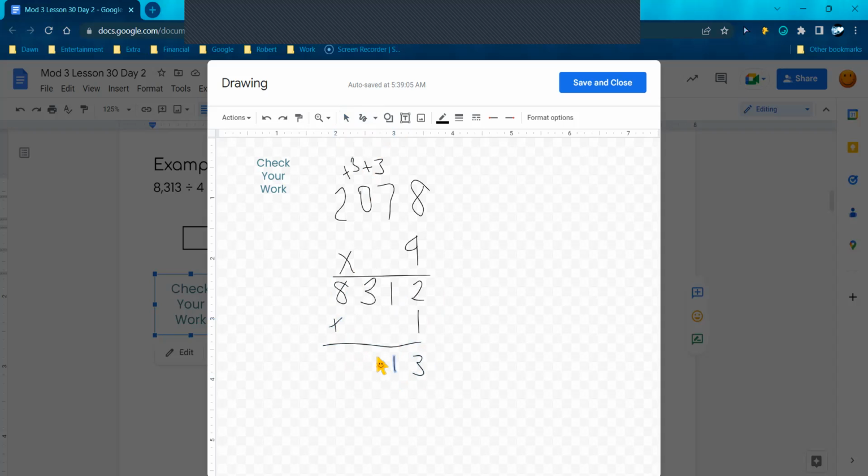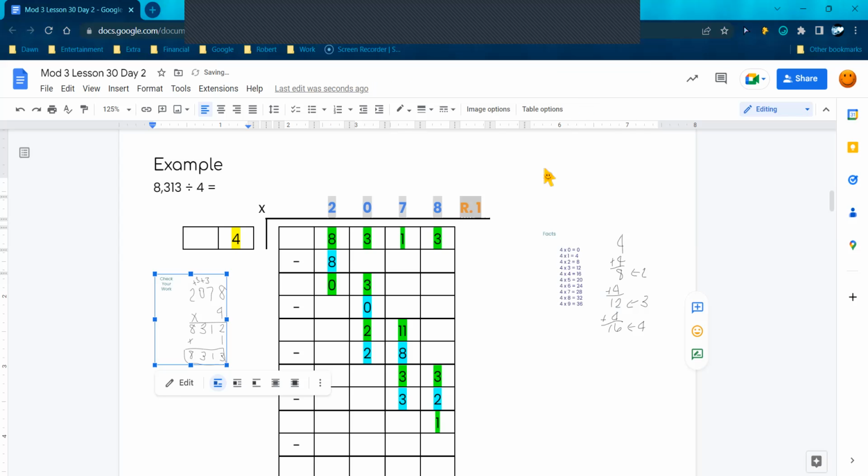I bring down my 1. I bring down my 3. Oops, again. Sometimes my 3 just thinks it's a C. A backwards C. Ooh, or a backwards E. That's a little better. And this is the answer that should be our dividend. Let's save and close and go look. Look, 8,313, 8,313. So here's our answer to 8,313 divided by 4 is 2,078 with the remainder 1.